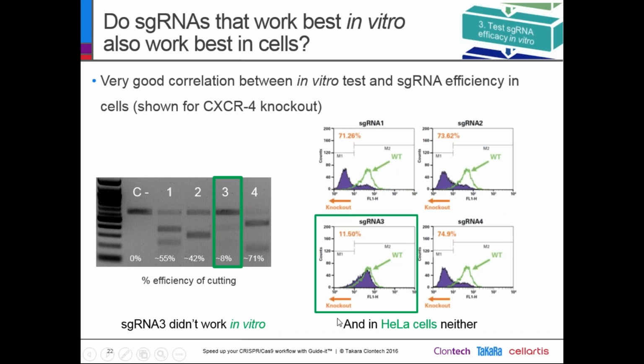However, when using guide RNA 3, which was not efficient in vitro, our R&D observed that there was no shift in the cell population, and that this guide RNA was also not efficient in cells. And that's why I said that this in vitro screening kit is really a good tool to get rid of the inefficient guide RNAs and to work with the best ones.